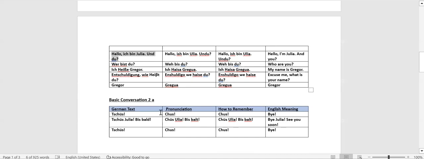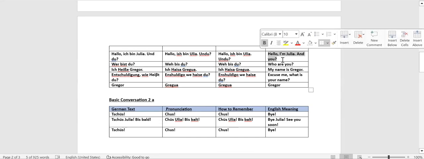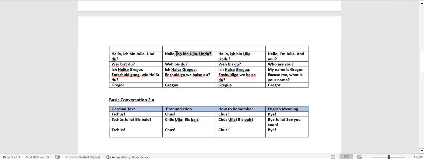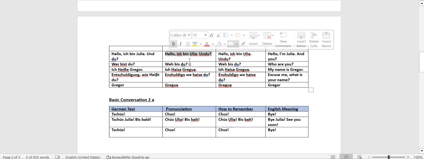Let's look at this sentence. Here, what are they saying? Hallo. Okay, let's go through the spelling first. Hallo, ich bin Julia, und du? Now, what does this mean? Hello, I am Julia, and you? So, how do we pronounce this? Hallo, ich bin Julia, und du? Ich bin Julia means my name is Julia.